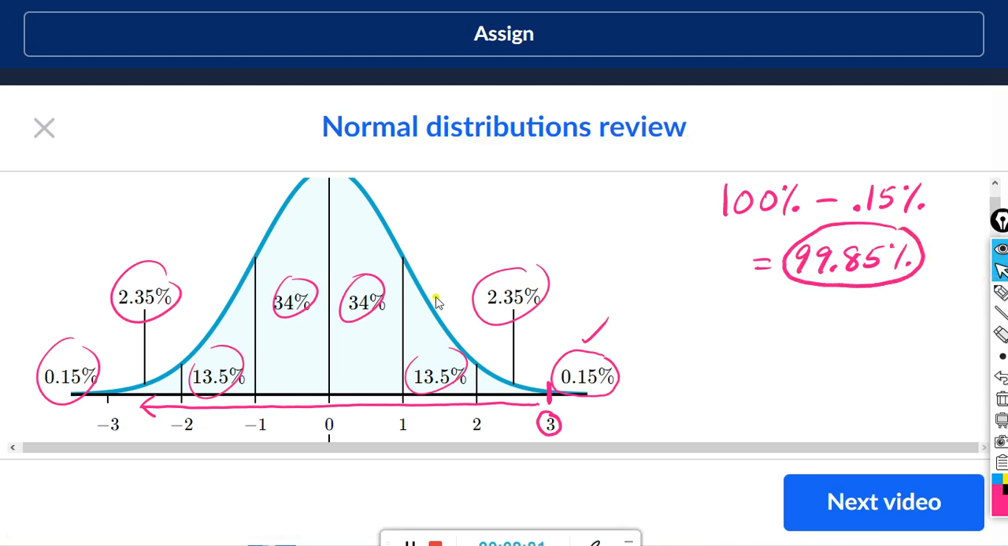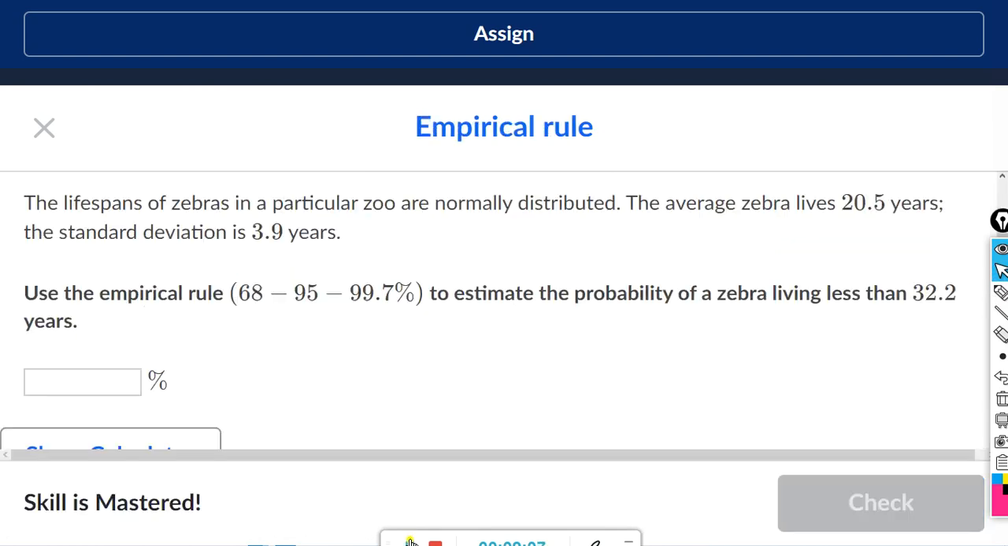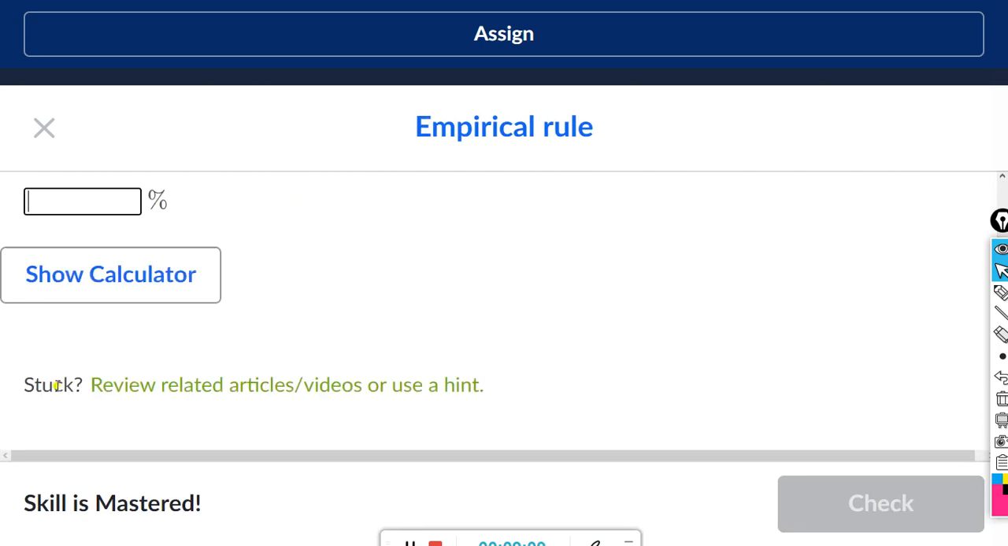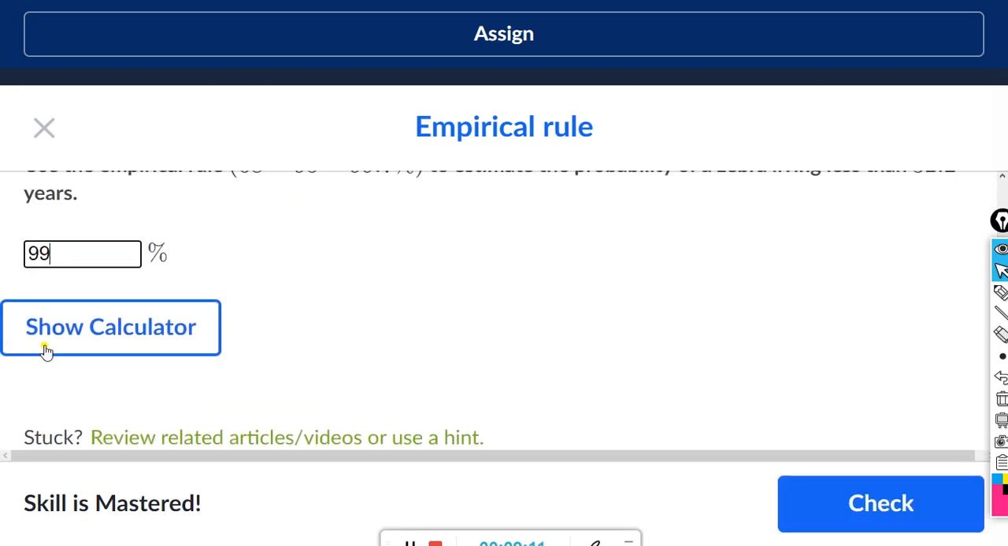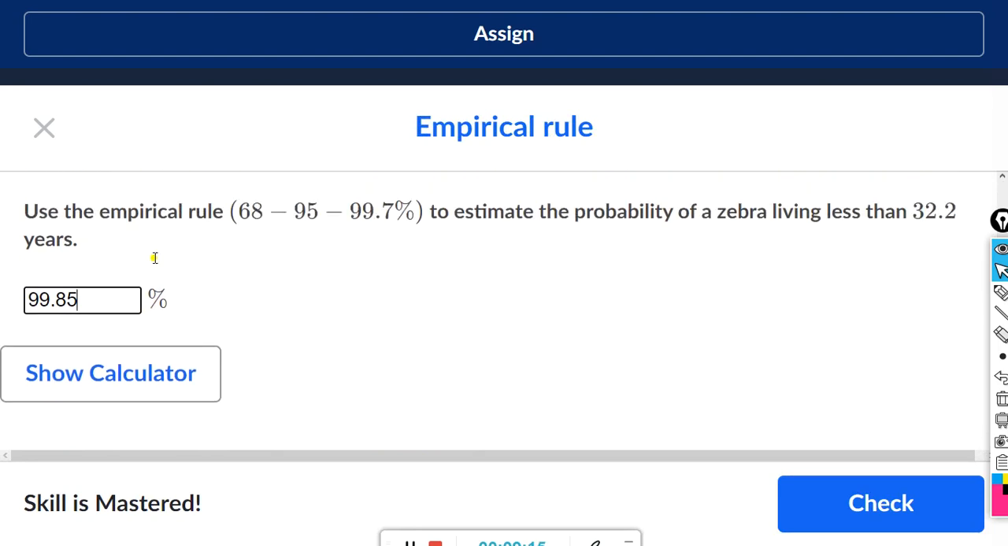I will give you copies of this so you can write on your own paper. So we said 99.85%. All right, the percent sign is already there.